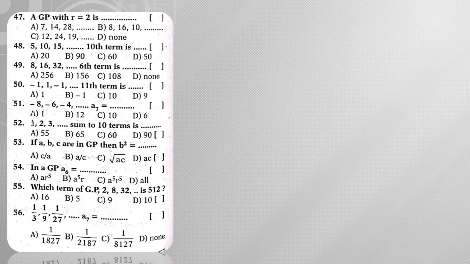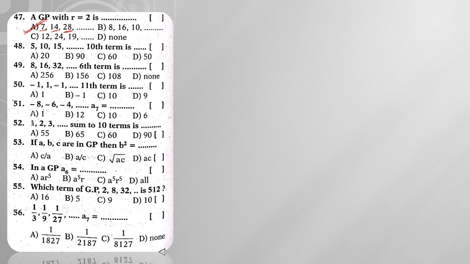Next, moving on to question number 47. A GP with R is equal to 2. So R is equal to 2 means the next number will be double of the previous one. So 7 2s are 14, 14 2s are 28. Hence the answer is option A.